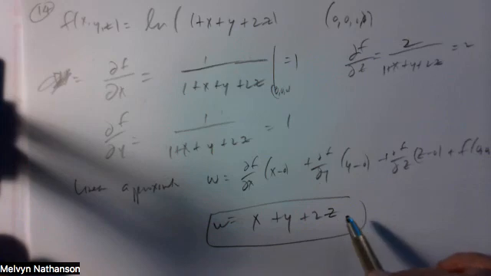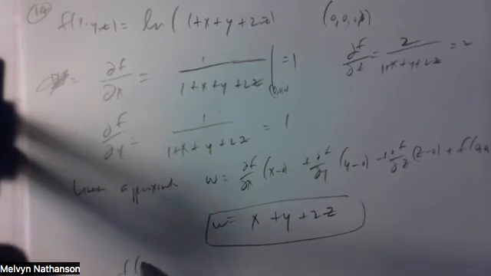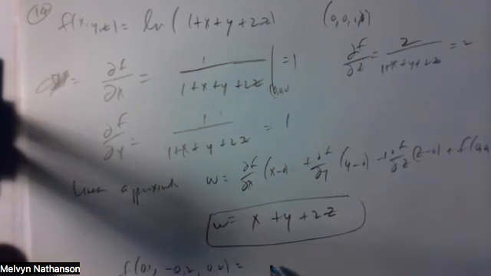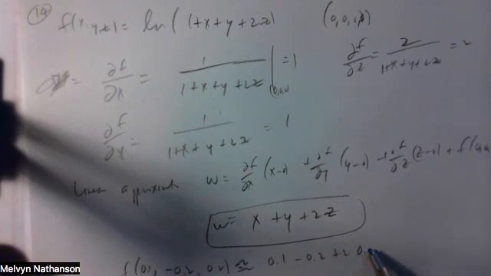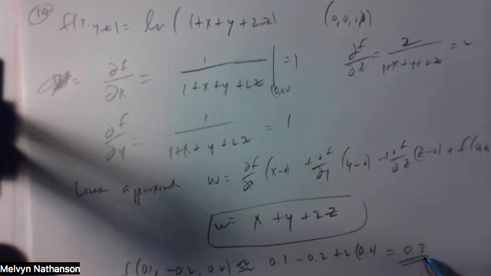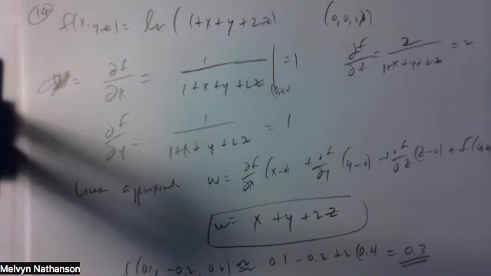And at 0.1, minus 0.2, 0.2, the value of this function is approximately 0.1 minus 0.2 plus 2 times 0.2. So this is 0.5 minus 0.2, which is 0.3. So that's what my linear approximation would be.